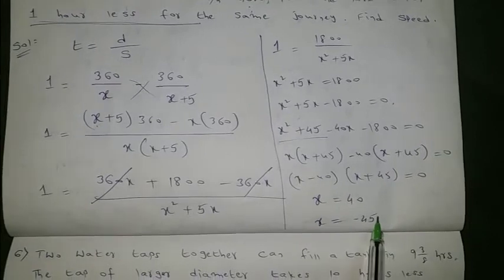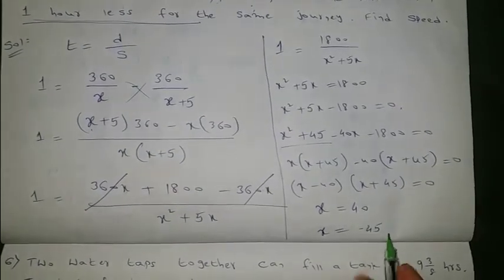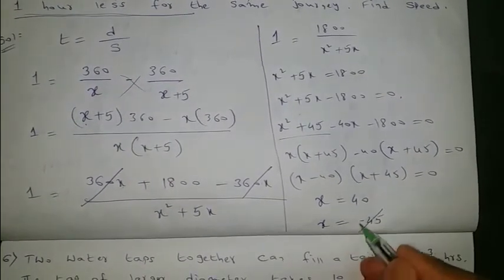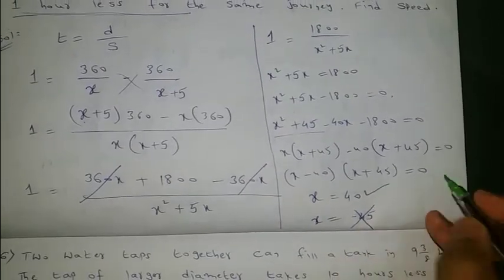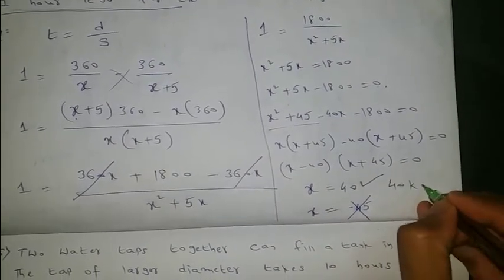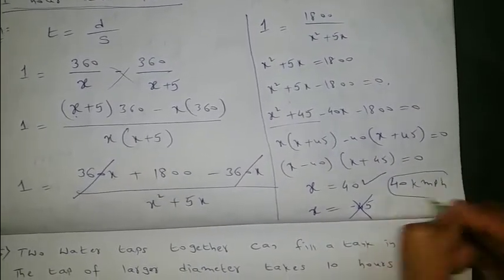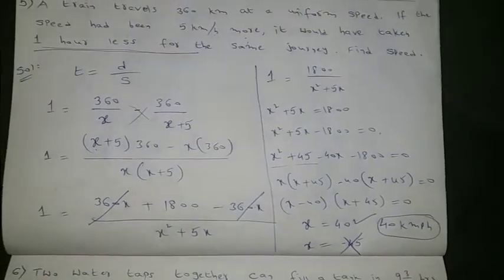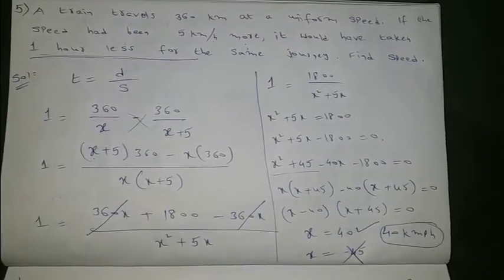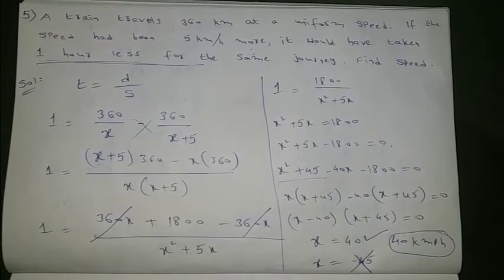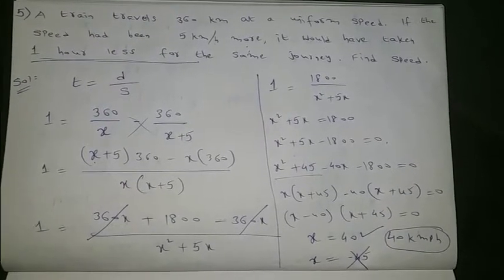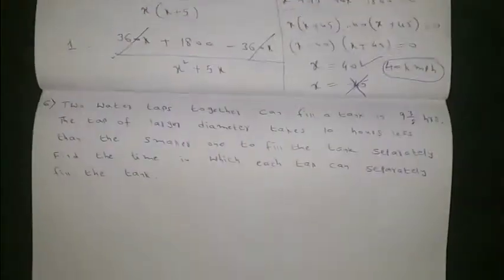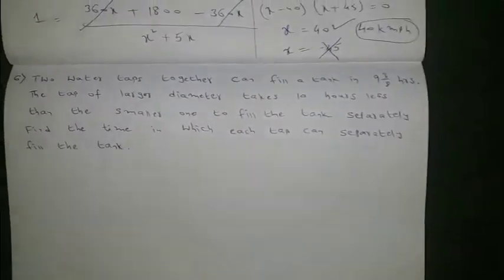X, we took it as the speed of the train. Speed won't be negative ever, so minus 45 won't come. So the speed of the train is 40 kilometer per hour. Okay, let's look at the next question.